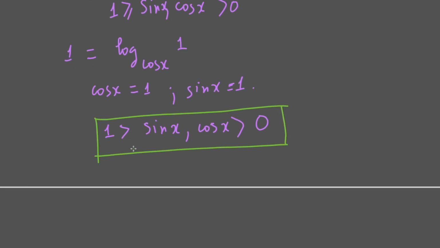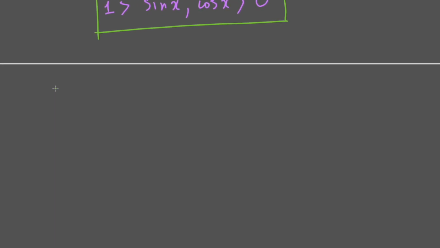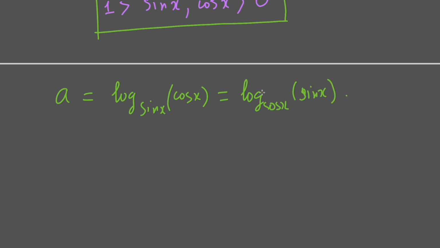Okay, let's move to the next step. We have a equal to log base sin x of cos x and equal to log base cos x of sin x. Then we have the system of equations: sin x power of a equals cos x, and cos x power of a equals sin x.